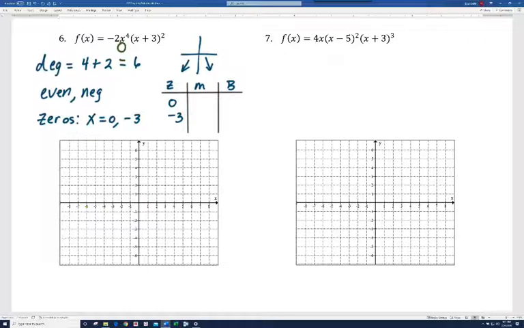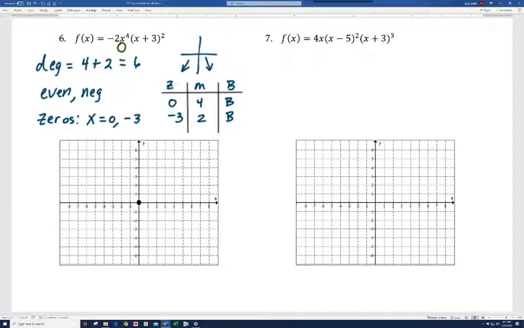Our multiplicity for 0 is going to be 4, the exponent on x. And the multiplicity of negative 3 will be 2 because x plus 3 has an exponent of 2. And so in both of these cases, our multiplicity is even, and so we're going to bounce at these corresponding x-intercepts, which would basically be 0, 0, and negative 3, 0. Now I'm going to erase those just because I'm going to need that space later.